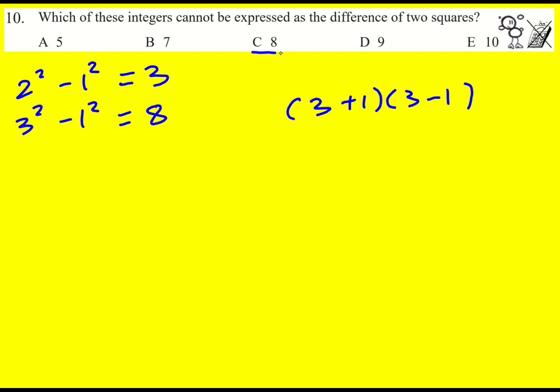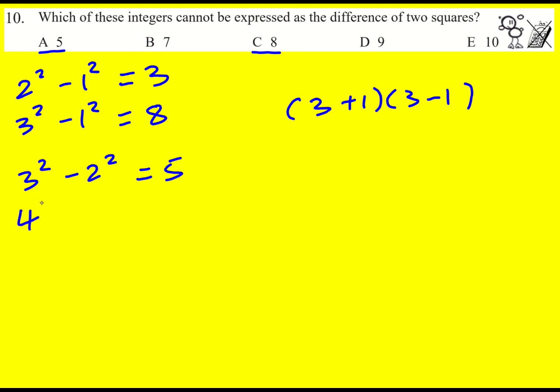So it's definitely not going to be C. 4 squared minus 1 squared is going to be too big. It's going to be 15, so I'm not going to write that one down. Right, so next up is 3 squared minus 2 squared. And that's going to be 9 minus 4. It's going to be 5. So, okay, I can get 5.